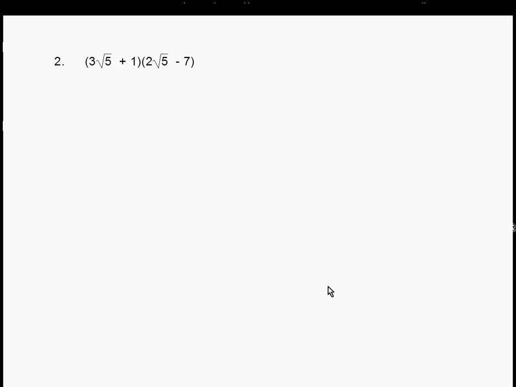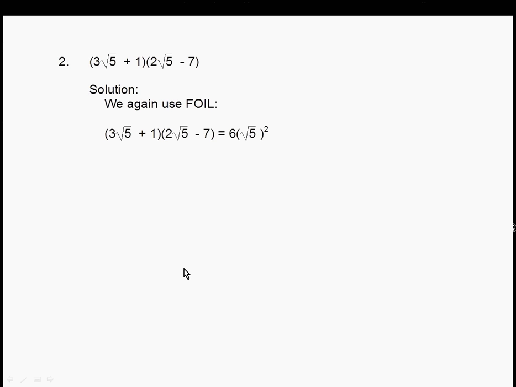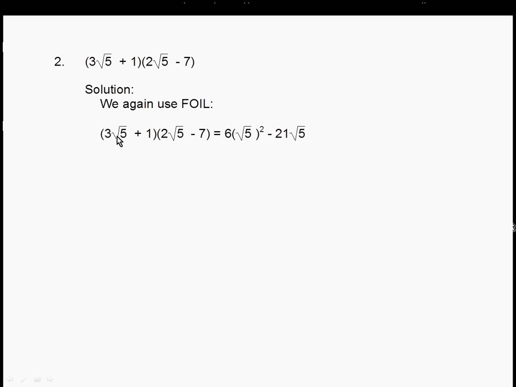Number 2, 3 square root of 5 plus 1 times 2 square root of 5 minus 7. Again, it should make you think 3x plus 1 times 2x minus 7. So again, using FOIL. When I do my first, I get 6 times square root of 5 squared. My outer, minus 21 square root of 5. Inner, plus 2 square root of 5. And the last, minus 7.